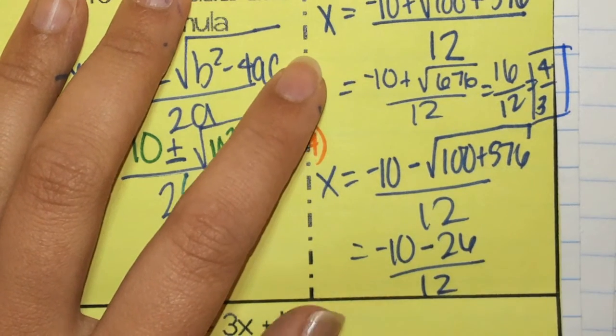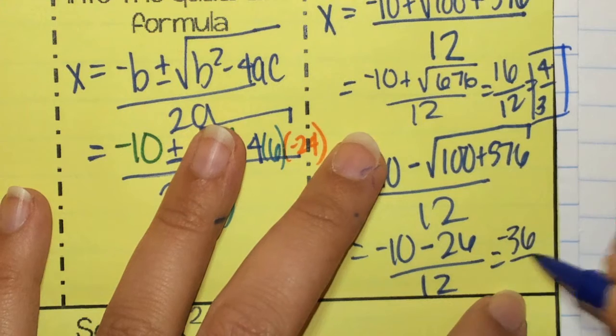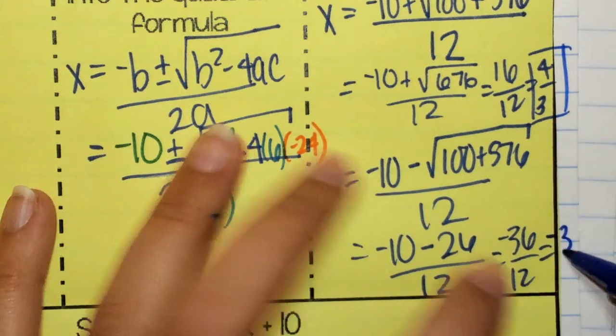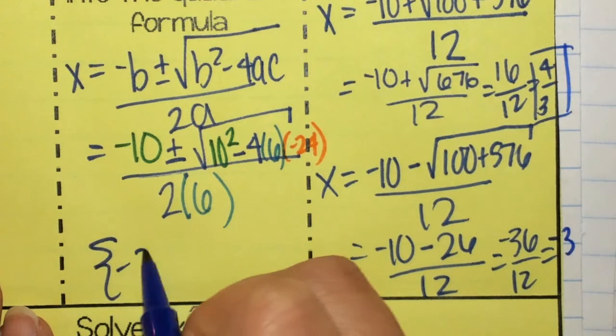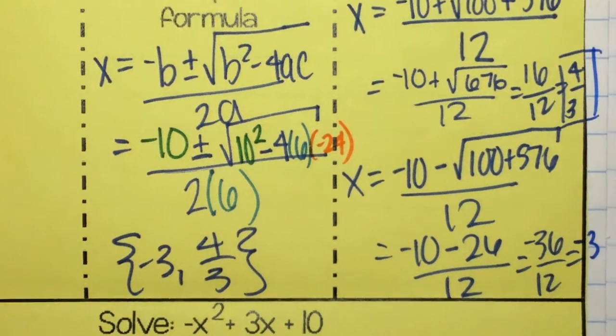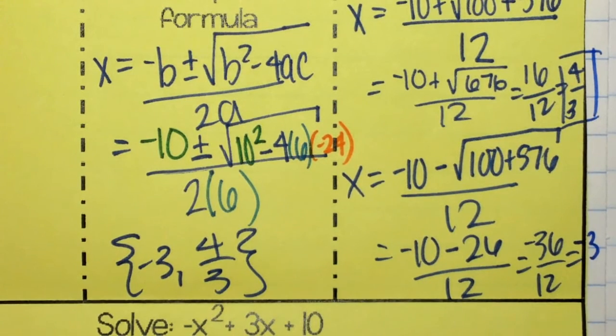What's negative 10 minus 26? Negative 36. And what's negative 36 divided by 12? Negative 3. So our answers are negative 3 and 4/3. Remember to write it in set notation because it's not a coordinate. Boom, you're done. That's all you do. We're just adding and subtracting. Magic.